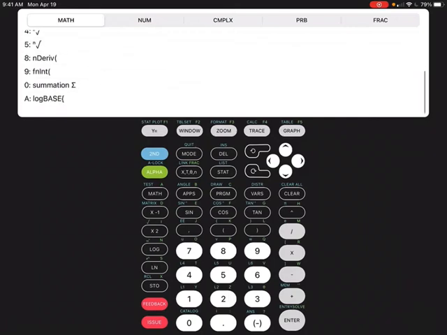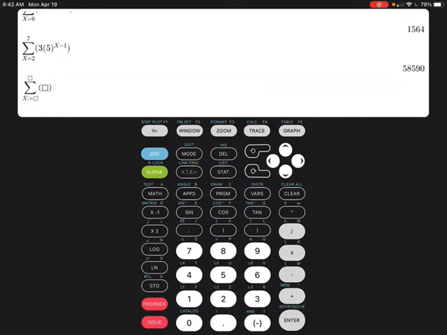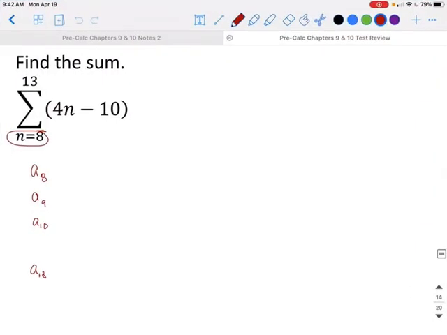To do that, you would hit the math button. You would go until you find summation. We're going to do x is equal to 8 until it's 13. And our equation will be 4x minus 10. Whatever variable you put underneath is just the same variable you're going to put into your equation. And if you hit enter, you should get 192.